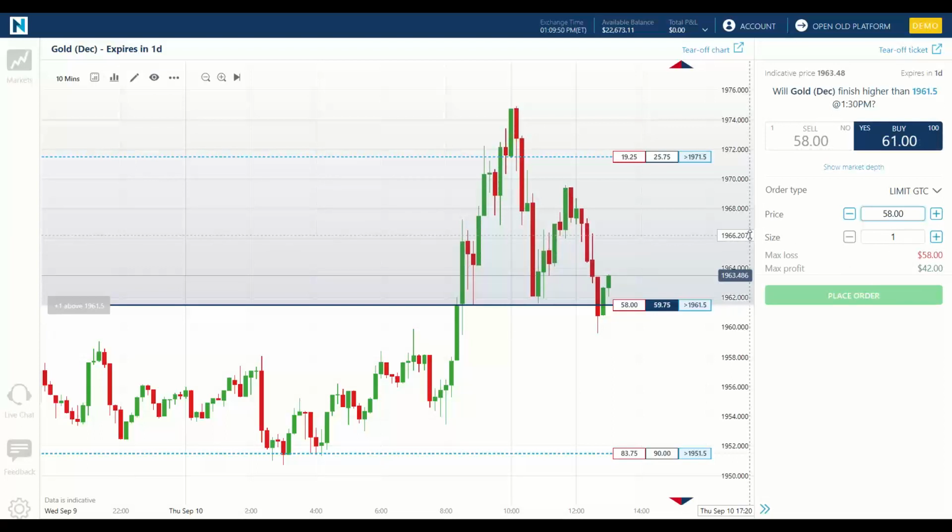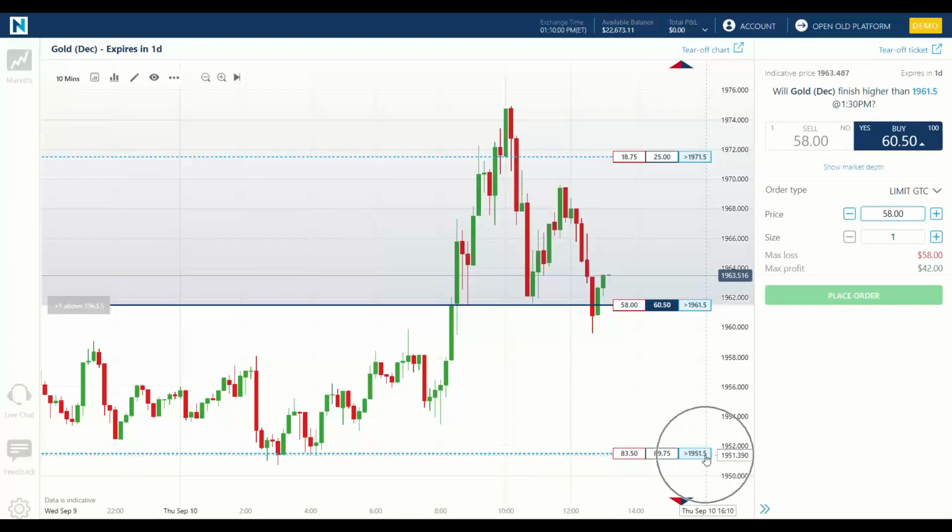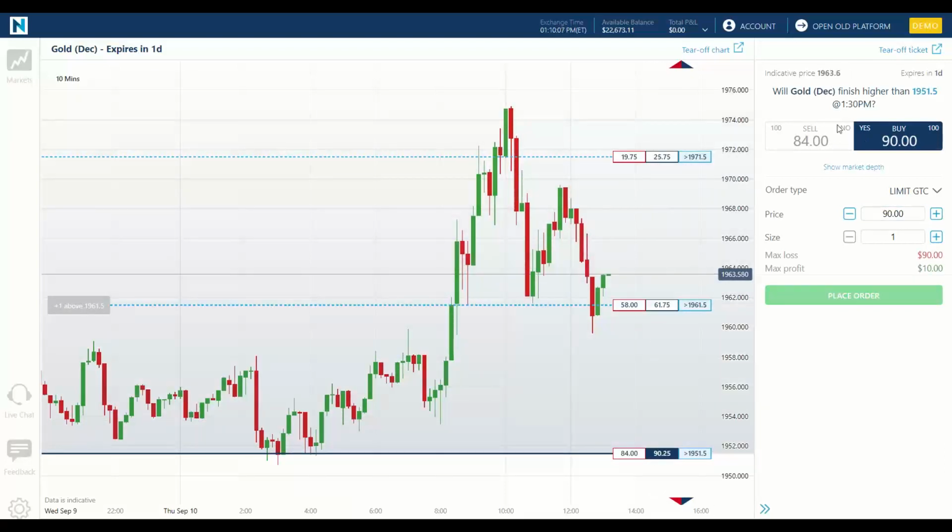Okay. Now, we're playing around with one that's right here at the money. Notice down below, the 1951.50, it's much lower. It's got a very high probability. Notice how this is already trading up around in the 85 range. So when you look at the bid ask for a binary option, you look at the middle of that bid ask spread, which right now is around 87. The market is telling us there's an 87% chance that gold will finish higher than 1951.50. And so it only has to finish at 1951.51 for this to be true. And it goes to 100. So a high probability trade.